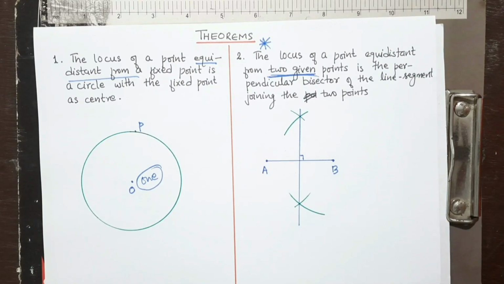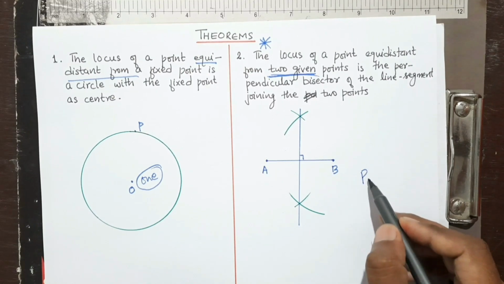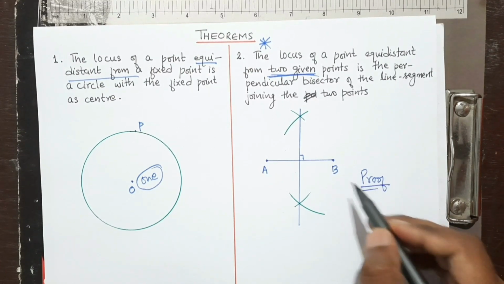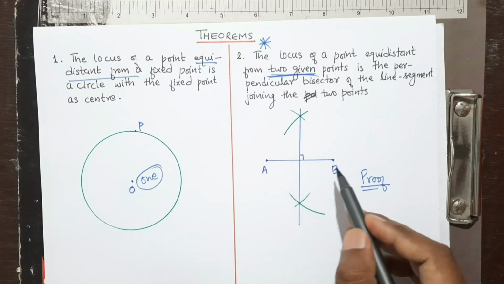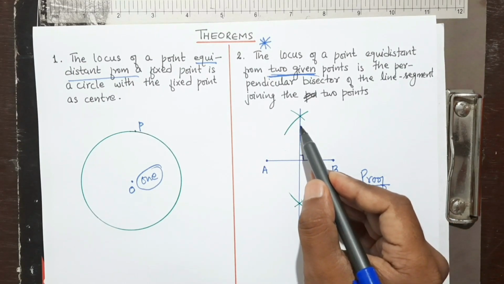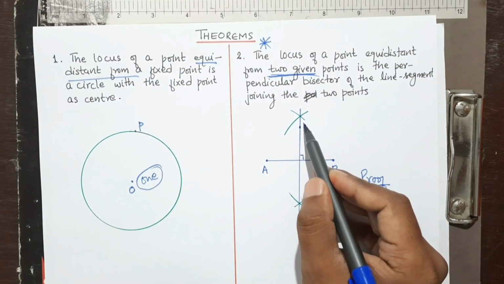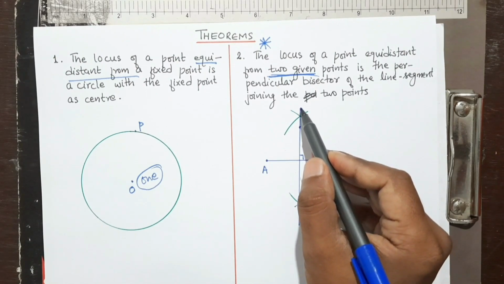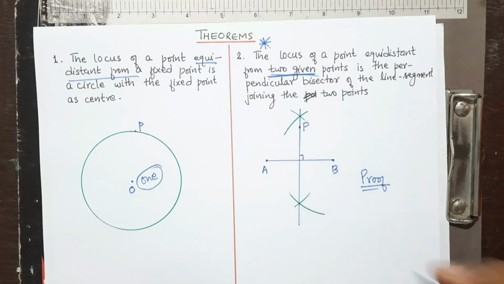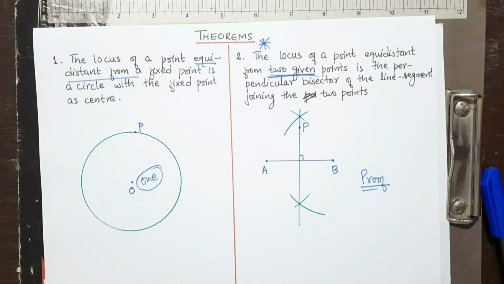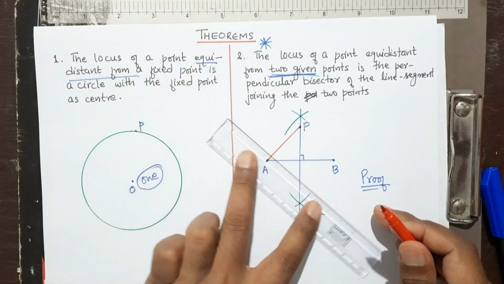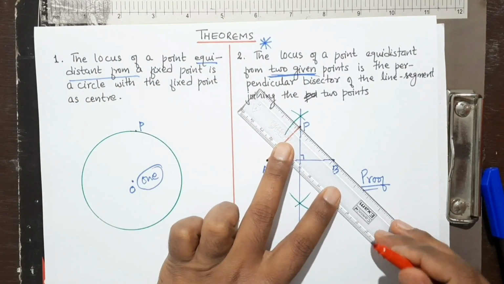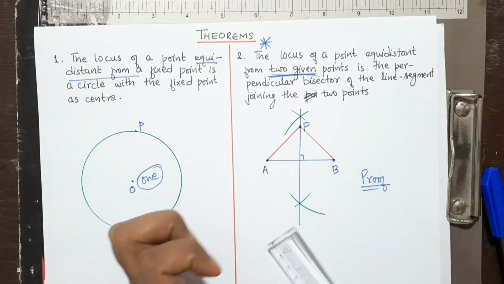Let us verify this, that is, let us prove this also. That means any point on this perpendicular bisector is always equidistant from both A and B. So I'll take some point here, suppose this point is P. This point P lies anywhere on this perpendicular bisector. Let's join PA and PB. By joining PA and PB, we get two triangles.